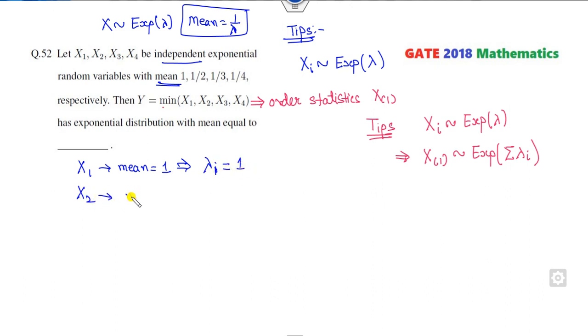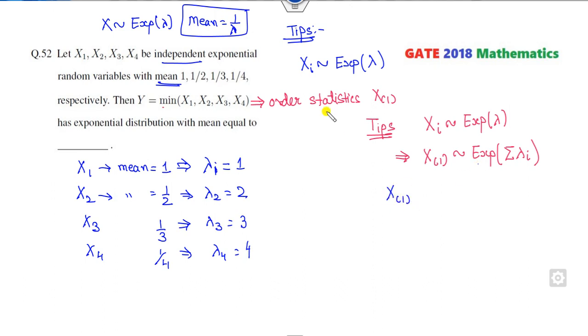X2 has the mean 1 by 2. So what is the parameter of this? It is 2. Similarly, X3 has the mean 1 by 3. What is the parameter? 3. X4 has the mean 1 by 4, so the parameter is 4. Now according to this rule, x1 is the order statistic of the minimum, which is nothing but y. It is exponential with the parameter sum of these. So what is that? 4 and 3 is 7, and 10.